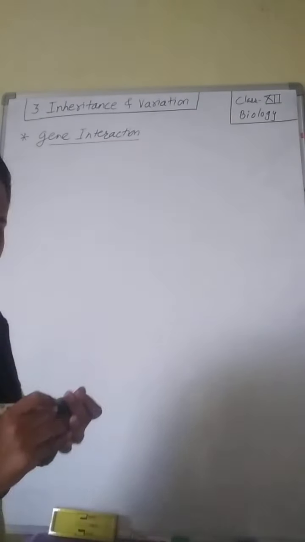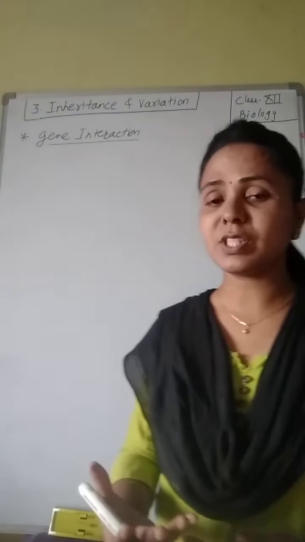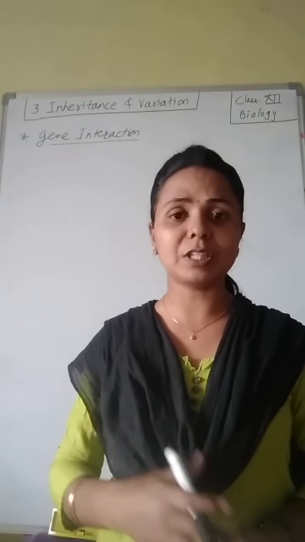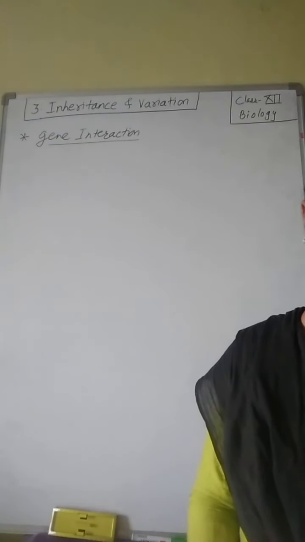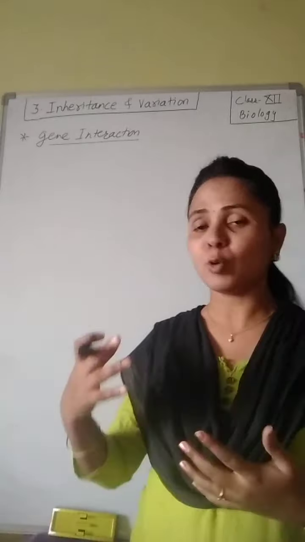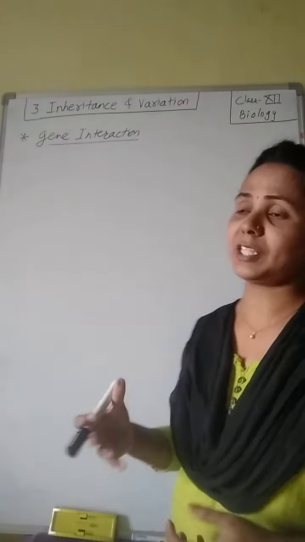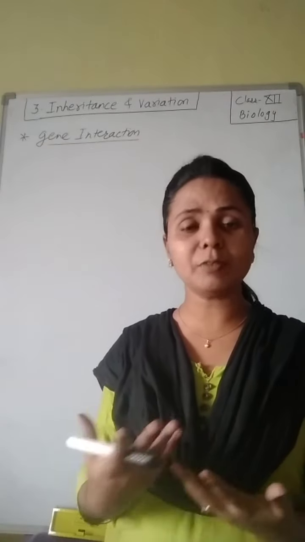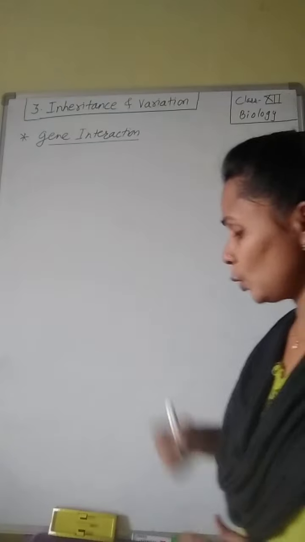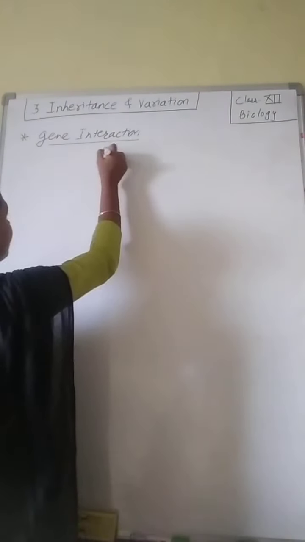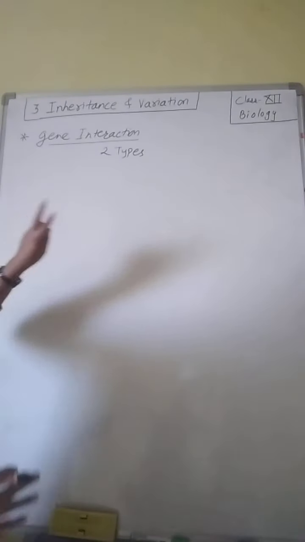So it was observed that the expression of one gene was influenced by the position of other genes also. That is included in gene interaction. Interaction means the connection between two genes. Gene interaction is present in two types.